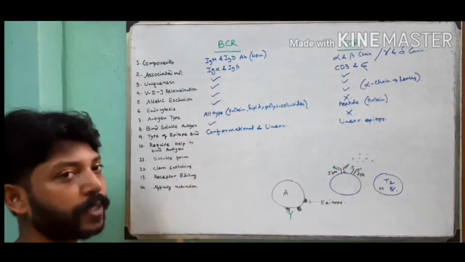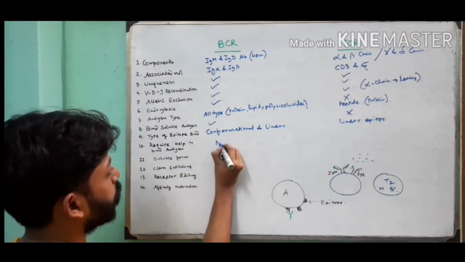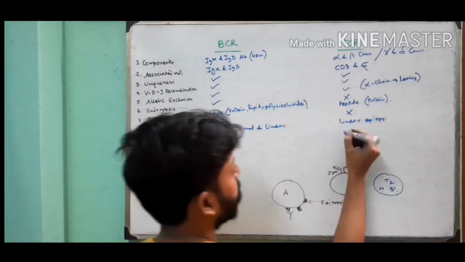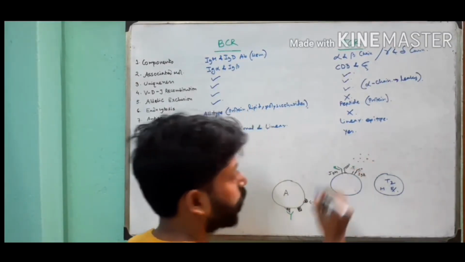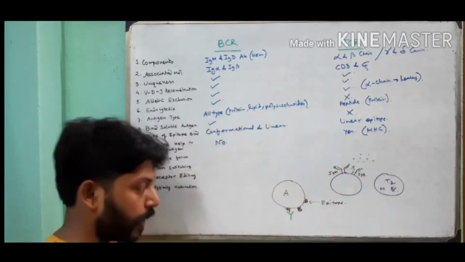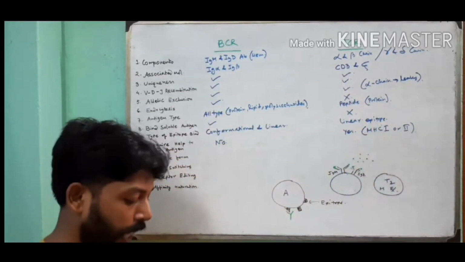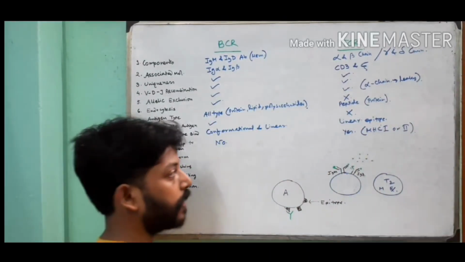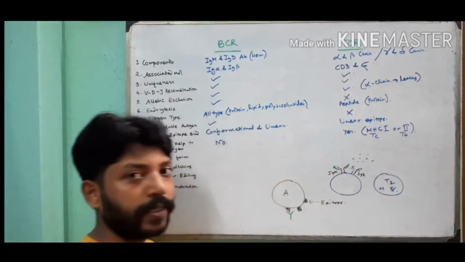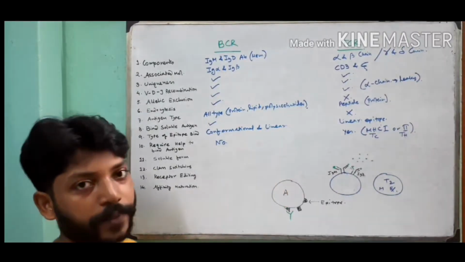Next, is help required to bind antigen? Does the B cell receptor require any help to bind this antigen? The answer is no. There is no help required for antigen binding. But in the case of the T cell receptor, yes, there is a requirement of help from the MHC molecule, major histocompatibility complex. It can be MHC1 or MHC2 depending on the type of T cell. If the T cell is a cytotoxic T cell, it binds with MHC1, and if it is a helper cell, it binds with MHC2. So it requires the help of an MHC molecule.